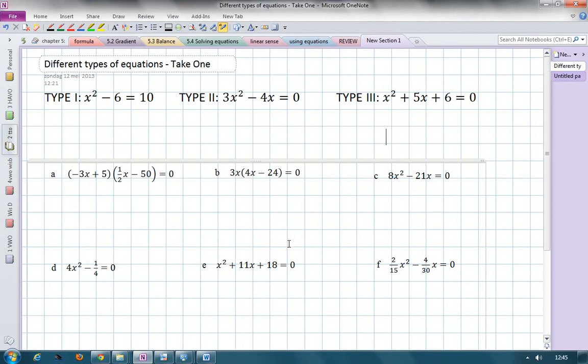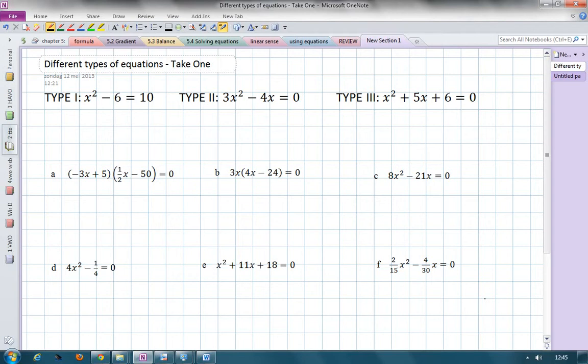Okay, in this video I'm going to quickly review the three types of quadratic equations that we've covered up to now, and then solve a number of examples. To really understand this, you must have watched and understood the other videos on solving quadratic equations, so make sure you look at those first before you really try and understand this.